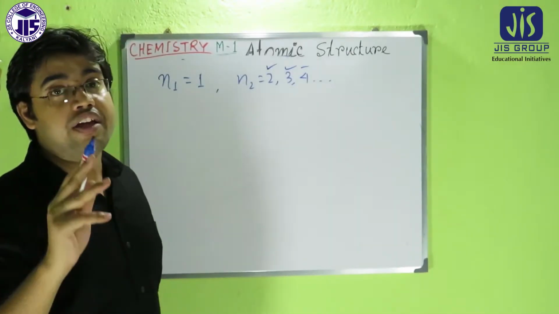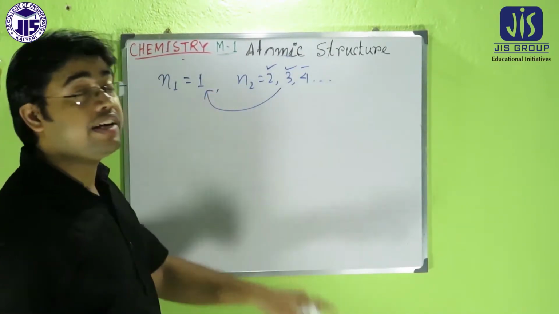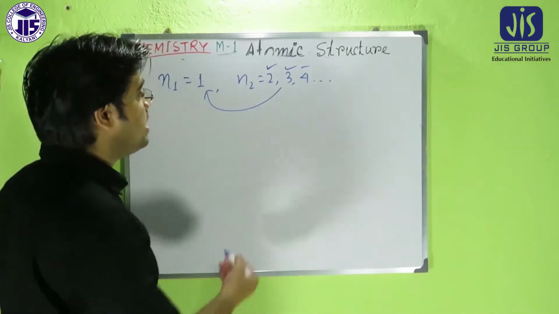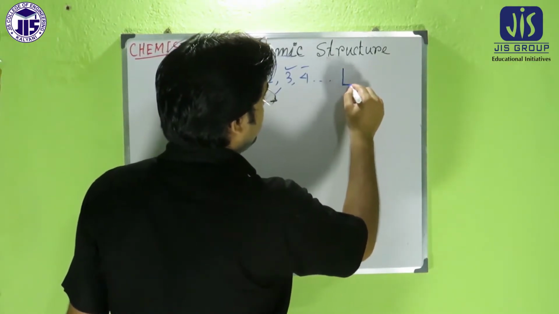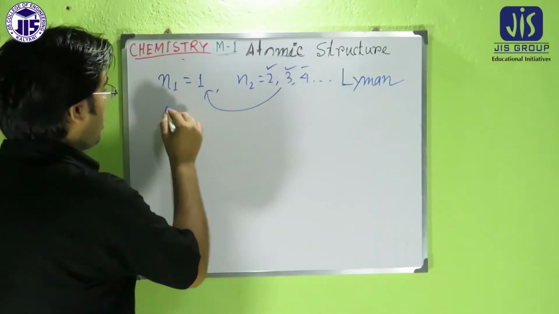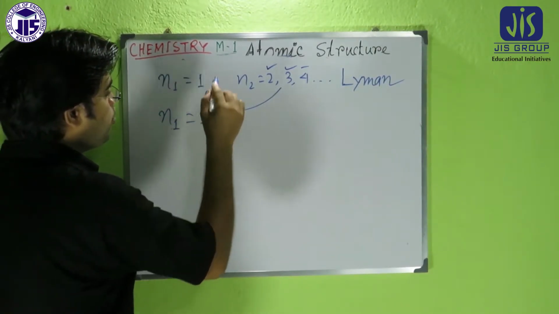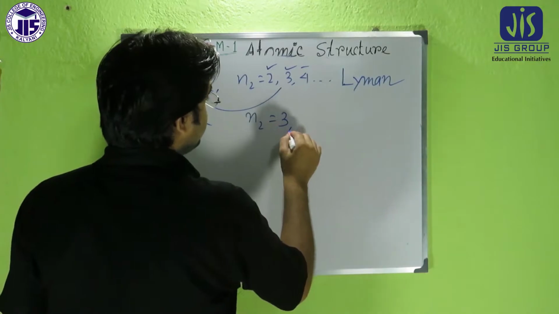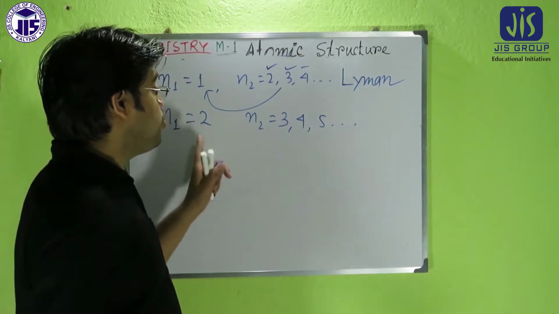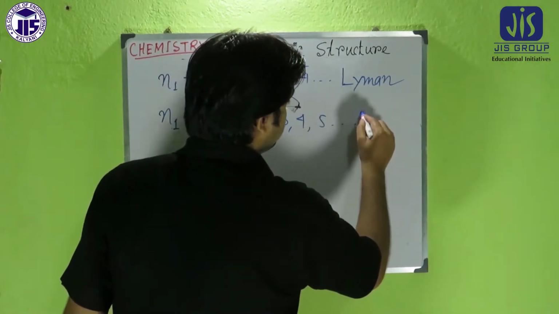That means any of the higher orbits, maybe 2, 3, 4, etc. If the electron jumps to the first orbit, that means N1 equals 1, the principal quantum number equals 1, then the series we get is called the Lyman series. Next, if N1 equals 2 and N2 equals 3, 4, 5, etc., that means any higher orbit with respect to 2, if the electron jumps there, then the series we obtain is called the Balmer series.